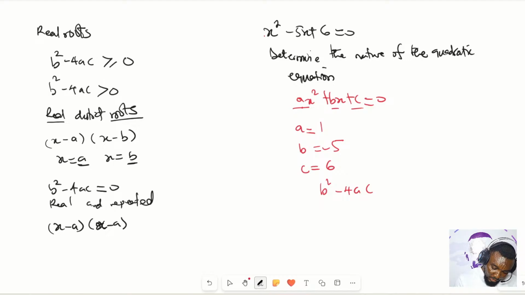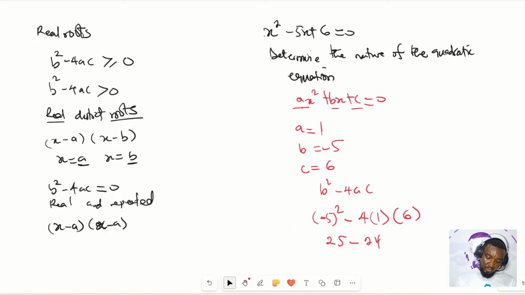So it means that once we have our a to be 1, our b is -5, our c is 6, we put it into this. So we're going to have (-5) all squared. That's the b. b is -5. So (-5) all squared minus 4, our a is 1, and then our c is 6. So let's see the value that we get. (-5) squared gives us 25, minus 4 times 1 times 6. 4 times 6 is 24. So 25 minus 24 gives us 1.